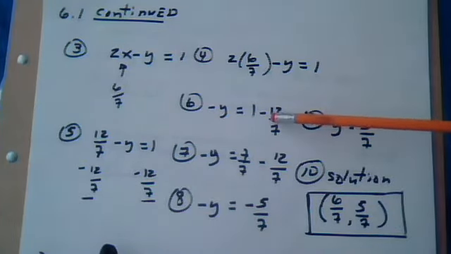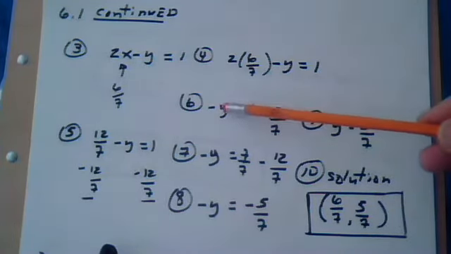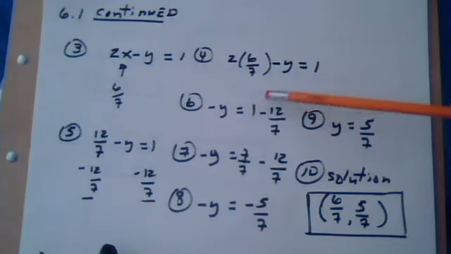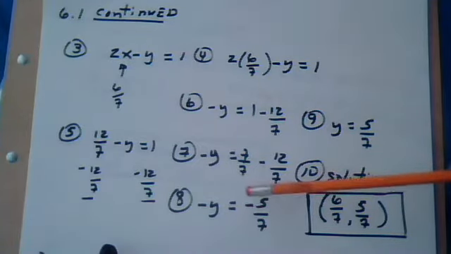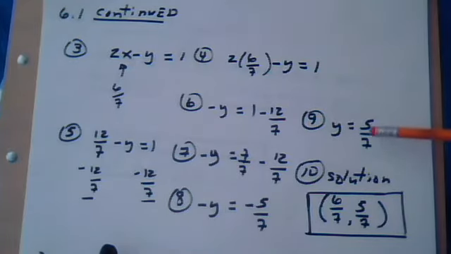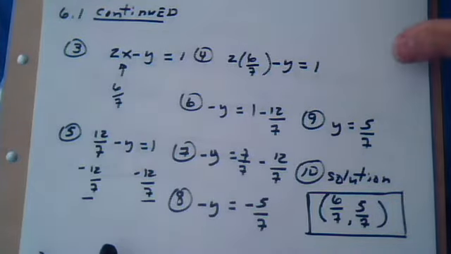Notice at this point I have the y by itself, almost, but there's a negative 1 here. Get a common denominator, combine these two, divide both sides by a negative 1, and you have y equals 5 over 7. The solution is 6 over 7, comma 5 over 7. You always put the x first and then the y. This would be the point of intersection. So those two equations represented two lines that are intersecting at this point if we were to graph them.